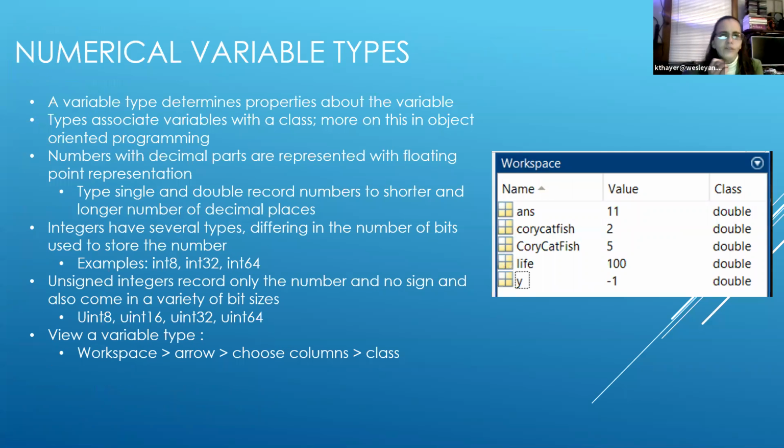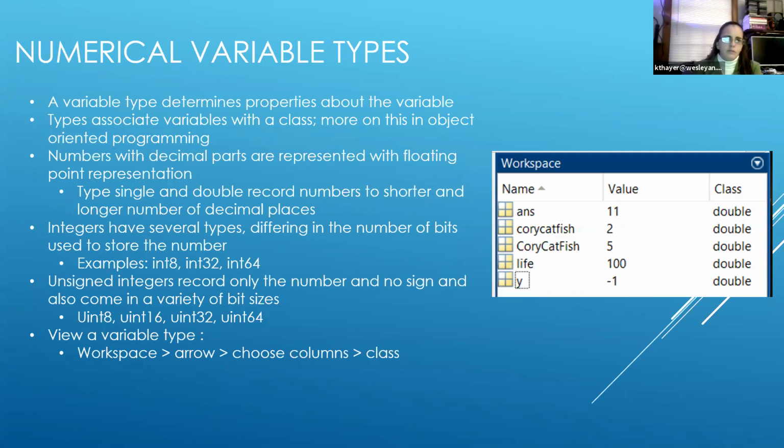All right, numerical variable types. So a variety of types are going to determine the properties about the variable. You've probably, in fact, actually seen types before, but just weren't really actually aware of it. So for example, in math class, you've probably seen integers, and you've seen some decimal numbers and these kinds of things. So in MATLAB, we have the same thing.